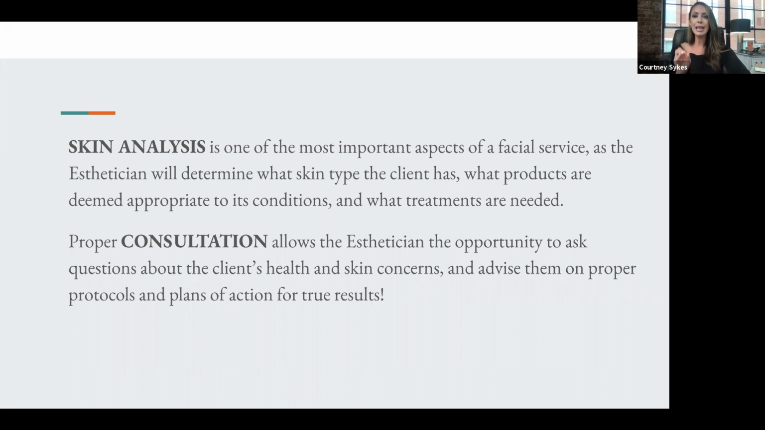And then it says what products are deemed appropriate to its conditions. So skin types are one thing. Skin conditions are different. Skin conditions are things that you can actually treat, okay? Such as skin sensitivity, that is treatable, believe it or not. What about rosacea, telangiectasias, or broken capillaries? Same kind of stuff in overall concept of it.